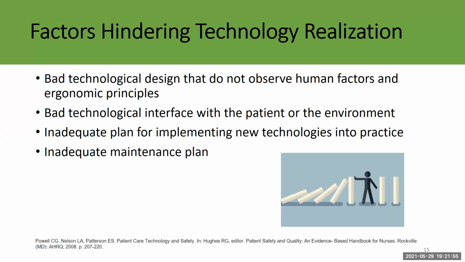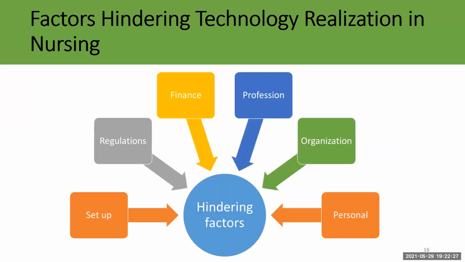Here, there are four reasons. For instance, bad technological design that does not observe human factors, or a bad technological interface with the patient or the environment, and also the whole stakeholders or end users who are using that system, inadequate planning for implementing new technologies, and an inadequate maintenance plan, which means providing enough support and training for the users.